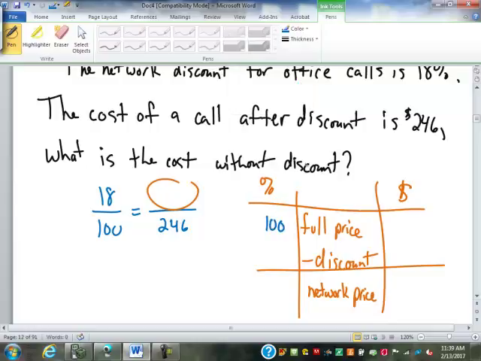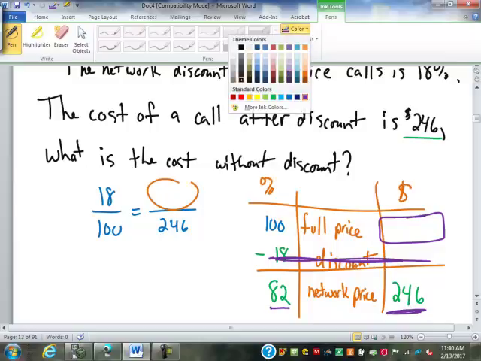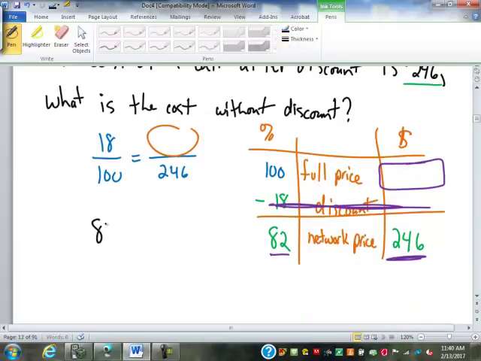So obviously full price is 100%. The discount here is 18%, which means the network price, 100 minus 18, is 82%. And the $246 represents the network price. And we want to know what the full price is right here. So I'm just going to ignore this discount for now. So what that is telling me is the $246 that I paid is 82% of the full price. So now I can set that up. 18% isn't what I want because I don't have the full price. I don't have what represents the 100%.